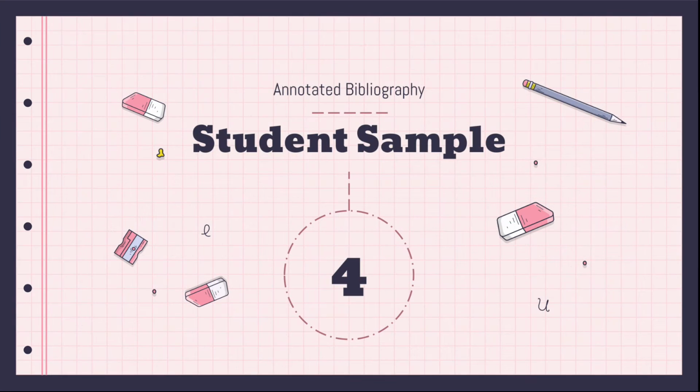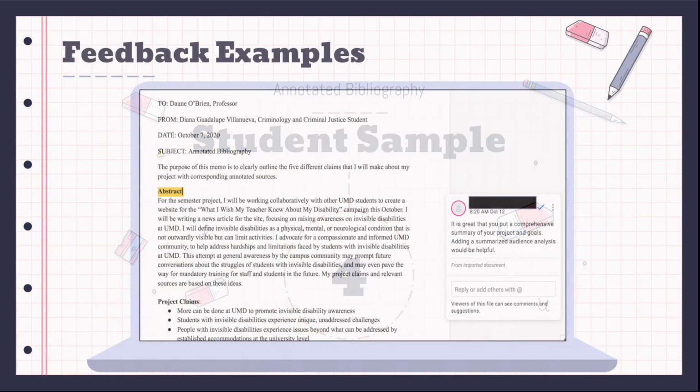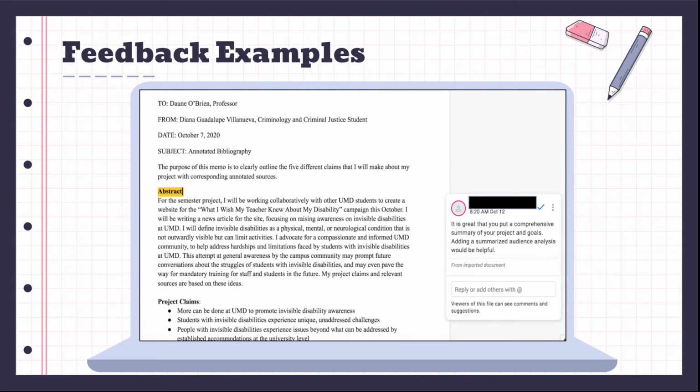We will now be analyzing a student sample. For this sample, I will be using my own annotated bibliography feedback that I received when I did a peer review. For my own semester-long project, I centered it on increasing invisible disability awareness at the University of Maryland. This is my annotated bibliography from when I took this course as an example.